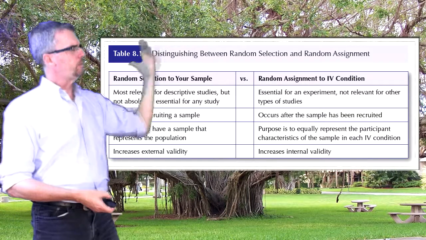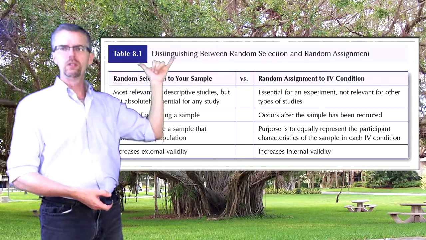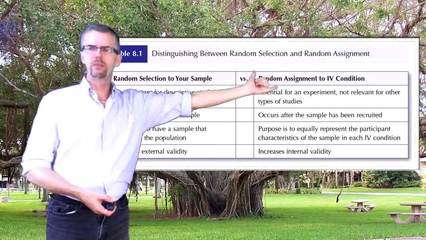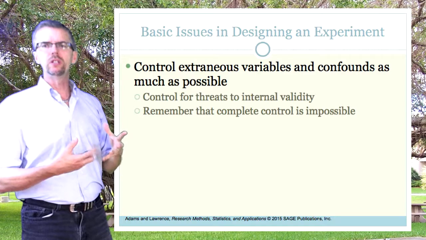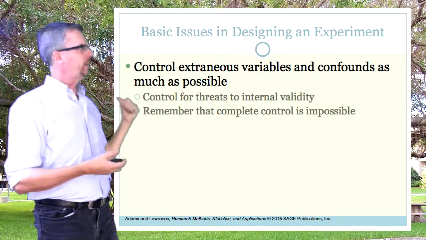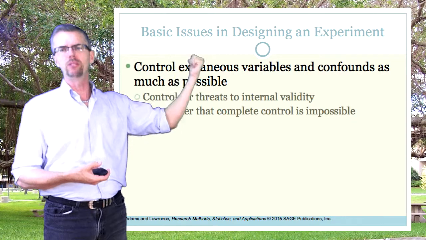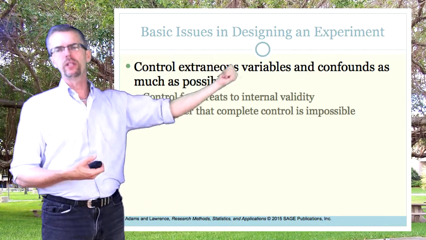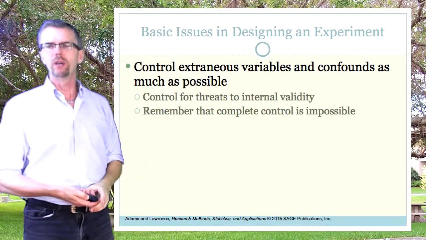So this is the table that explains that, table 8.1, random selection to your sample on this side versus random assignment to independent variable condition on the other side. Basic issues in designing an experiment as well ask you to control extraneous variables and confounds as much as possible. This controls for threats to internal validity, and you have to remember that complete control is impossible.